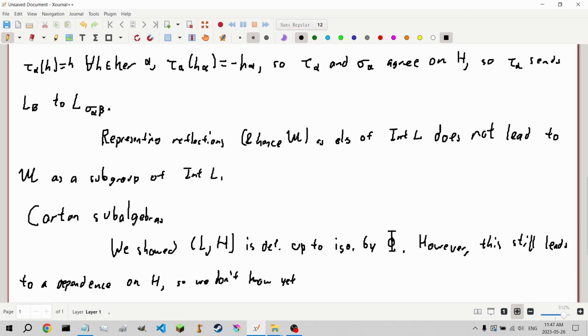So we know that our root system determines our semi-simple Lie algebra, but we don't know yet that our semi-simple algebra determines our root system. Ideally we want a bijection between semi-simple Lie algebras and root systems. And we have a way to get, not necessarily to construct explicitly, but to implicitly get our semi-simple Lie algebra from the root system, but not the other way quite yet.